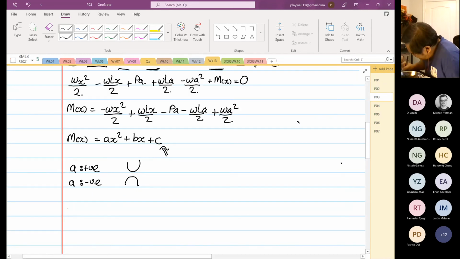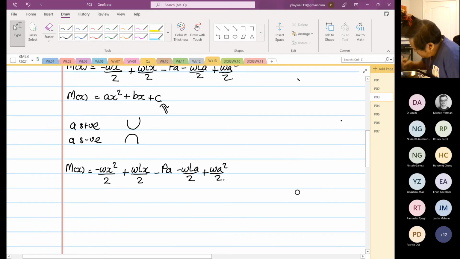So we have this expression that m as a function of x is equal to minus omega x squared over 2 plus omega Lx over 2 minus PA minus omega LA over 2 plus omega A squared over 2. Right? The peak will occur when what? dm by dx is equal to 0.